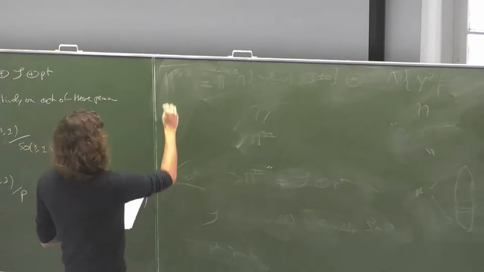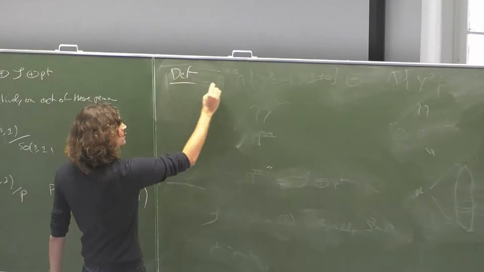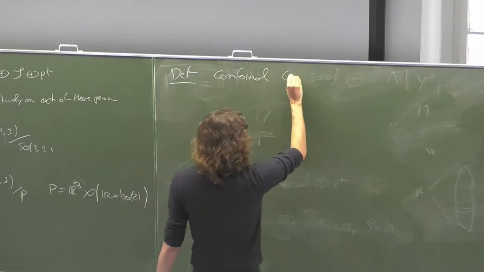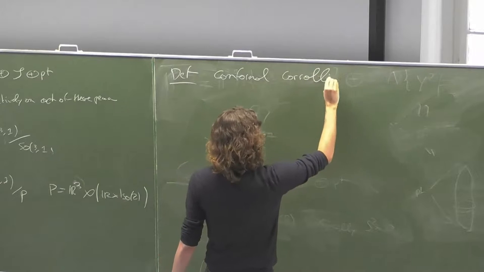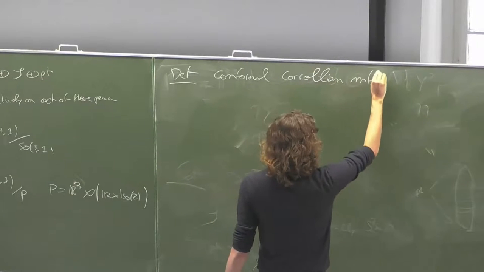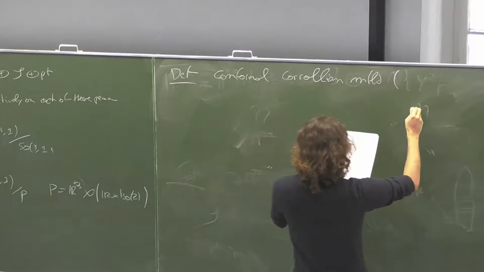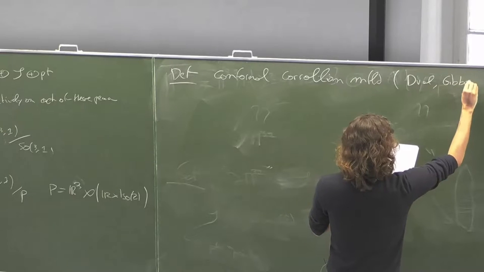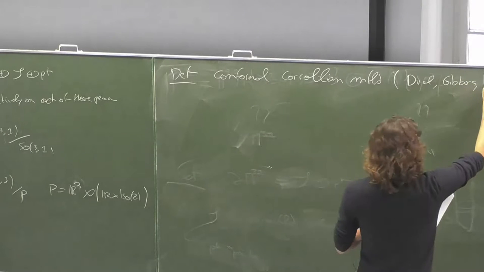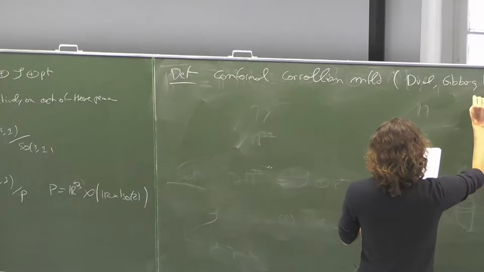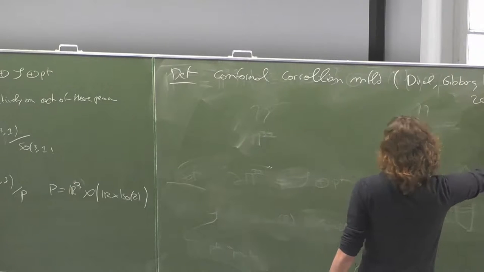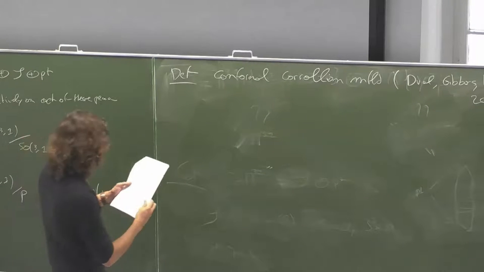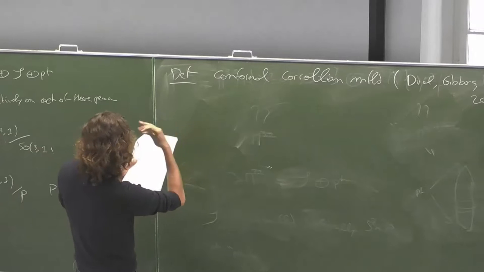So yeah, the definition: conformal Carrollian manifold. Beyond this definition, I'm really following Duval, Gibbons, Horvathy. They have this nice paper. Conceptually, I think everything was around for a very long time, but they give names to things and it's conceptually clarifying.